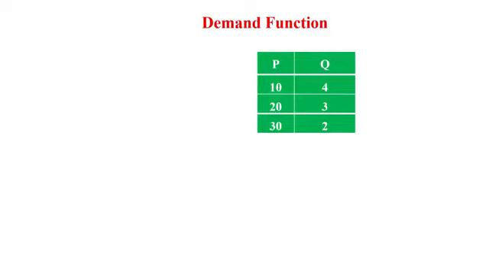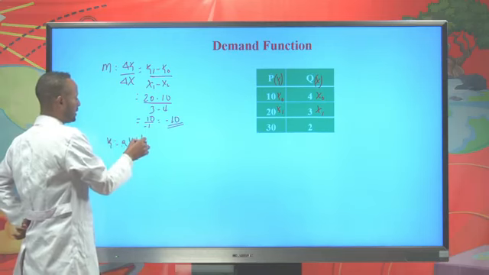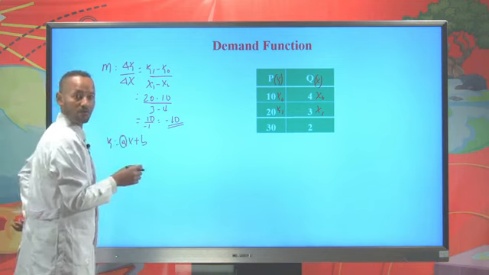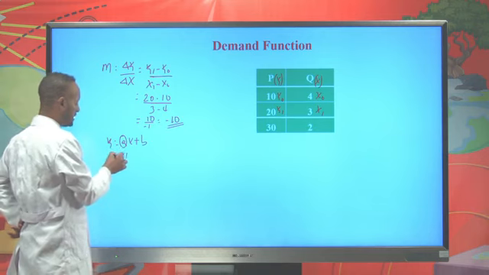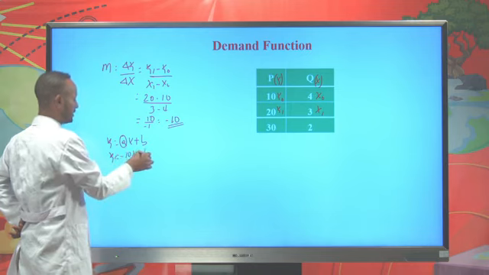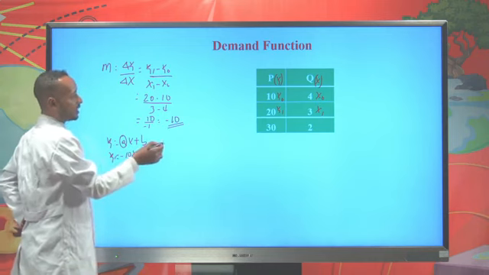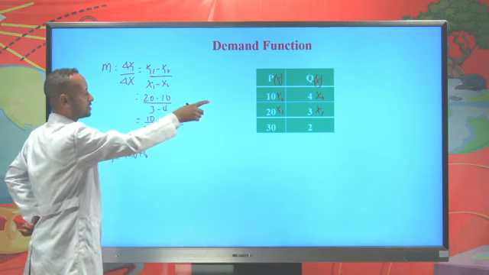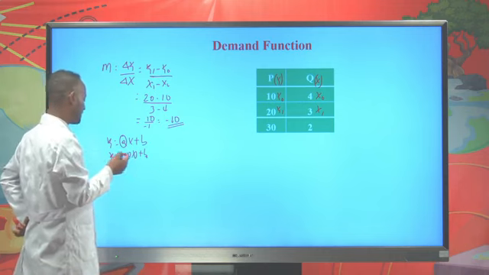Now, for a linear equation which is represented in the form y = ax + b, the coefficient of the variable x, letter a, stands for the slope of the function. So from this we have y equals, the slope is minus 10, y = -10x + b. Now, in order to get the y-intercept, you can take any coordinate from this information. You can take 10 and 4, 20 and 3, 30 and 2, and other options from the given schedule.